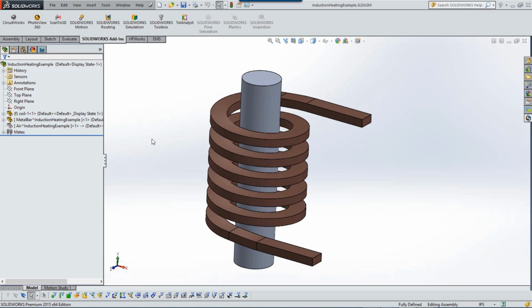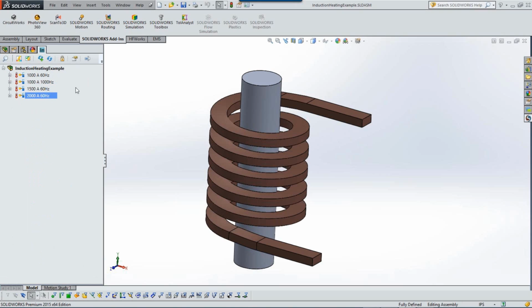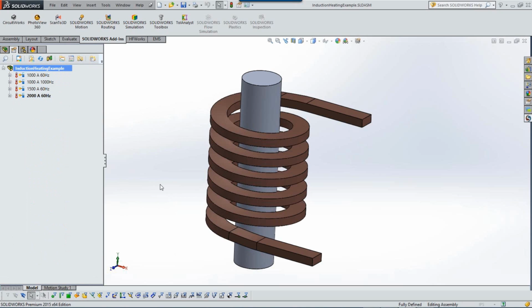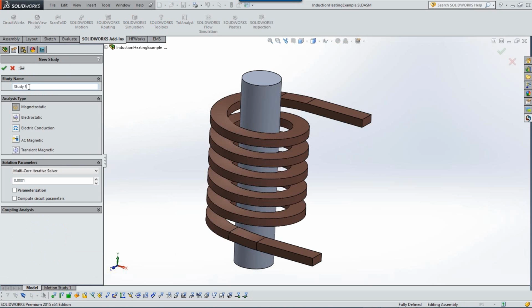Now, EMS is an add-in product inside SolidWorks, so it means that you do your design and simulation well inside the SolidWorks environment. Once you create your model, we are ready to do simulation inside what is called an EMS tab. Every simulation in EMS is called a study. So one can create a study inside EMS. I'm going to create a study here.